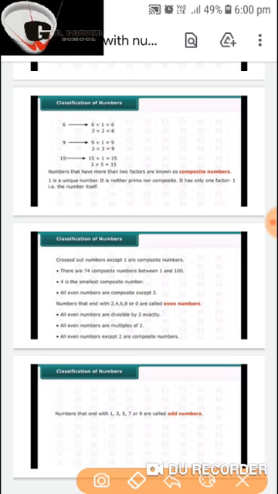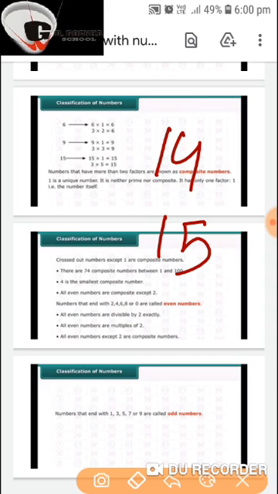Let us take an example of the number 14. If I divide it by 2, the remainder is going to be 0. So the number 14 is an even number. Now let us talk about the number 15. If I divide 15 by 2, it is not divisible by 2. So we can say that 15 is not an even number. It is an odd number.